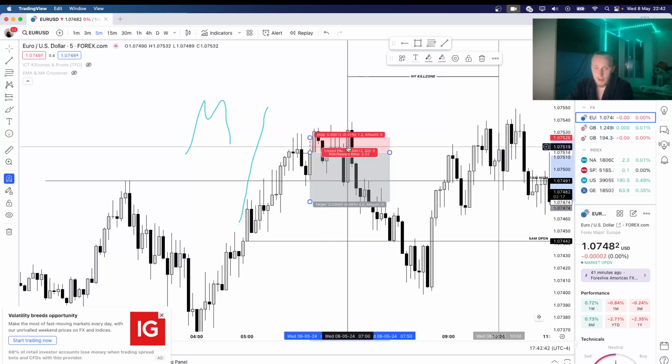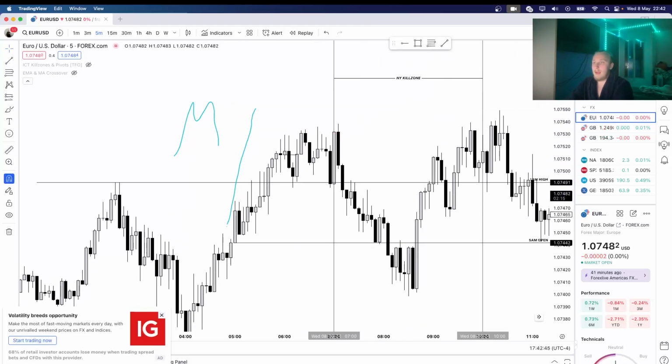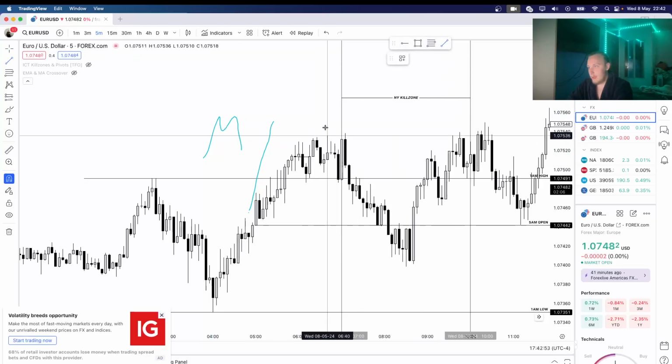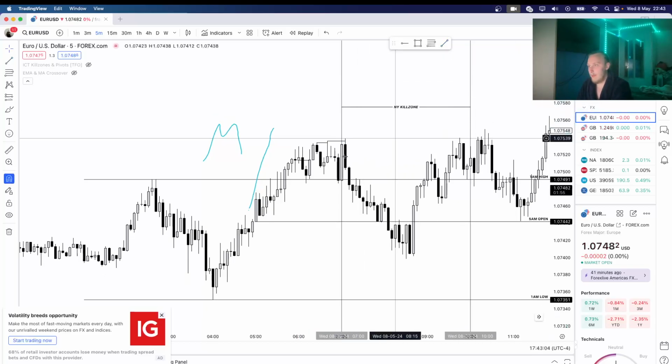No, we're not. Why are we not going to do that? Because time is more important than price, so we're going to wait for New York kill zone. As you can see, it re-sweeps this high. So we can now mark this re-sweep. We get two sweeps. We get a sweep here, outside of kill zone. We get a sweep in kill zone, which is absolutely perfect.